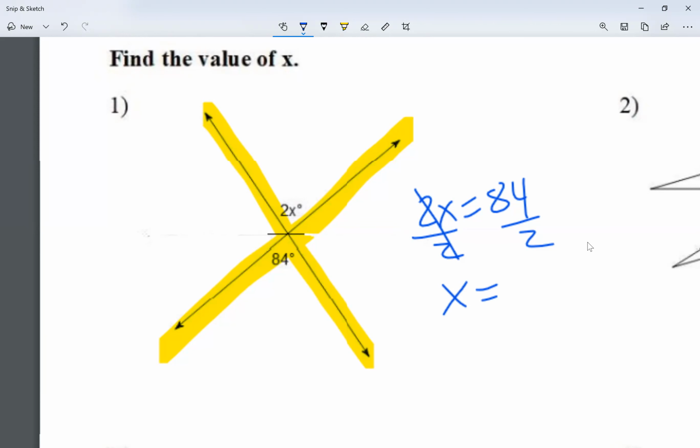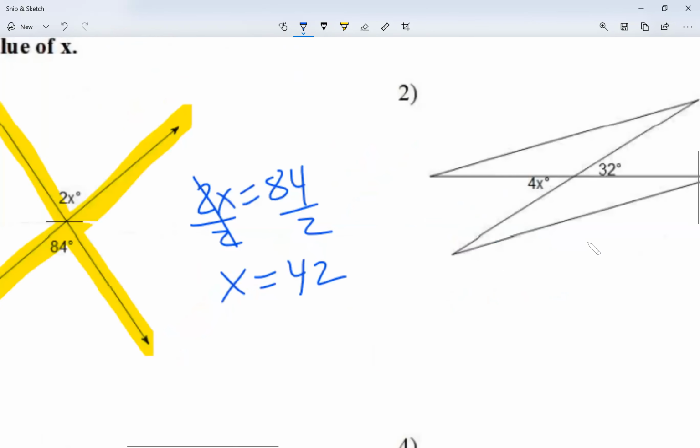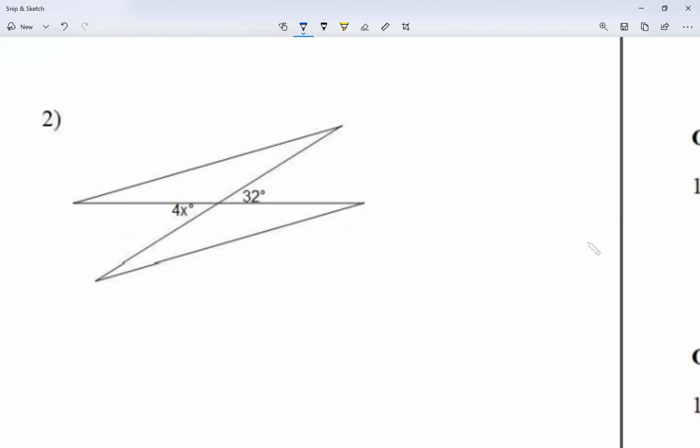That's why we divided by the number in front of X, because it will give me a 1, right? 2 divided by 2 is 1, so 1X. 84 divided by 2 is 42. My instructions were find the value of X. I know X equals 42, so guess what? I'm done. 42. Now, don't type in X equals 42. Just type in 42.